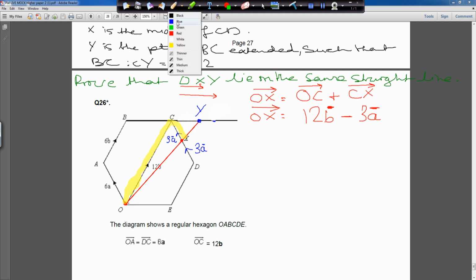Now, to prove the OXY line, we're going to look at O to x, then O to y. Because they start from the same place, if they're parallel, that means they're on a straight line. So let's look at the next part of the journey, O to y. Now we need to consider the ratio they gave us earlier. It says the ratio of B to C to Y is 3 to 2. So this part's worth 3, and that part is worth 2.